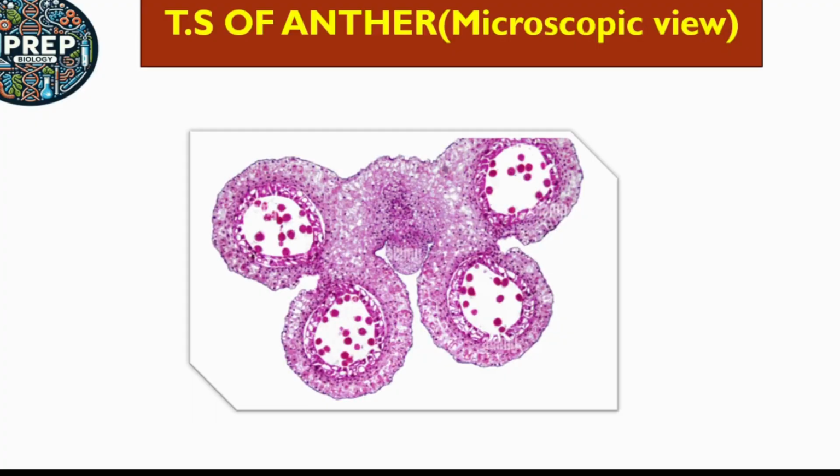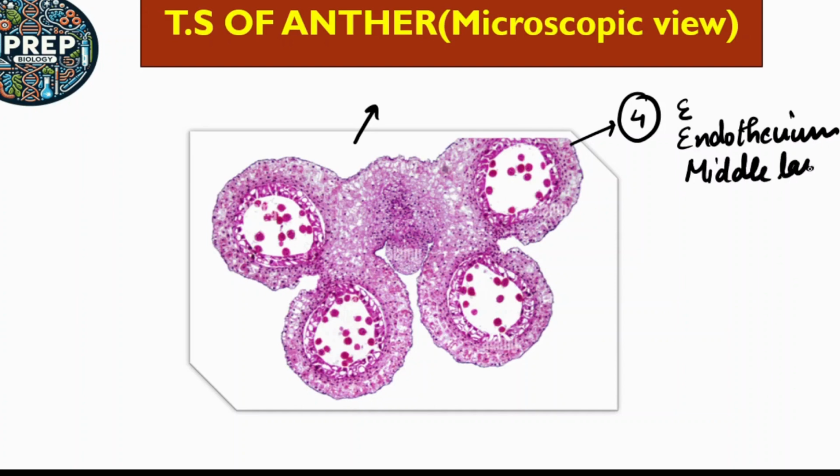Now, if we see the microscopic view, this picture shows the microscopic view. When we cut the transverse section of the anther, under the microscope, this kind of structure is seen. Look at here, there are multiple layers. We have discussed that 4 layers surround the anther. Outermost is epidermis, inner to epidermis is endothecium, inner to endothecium is middle layer, and the innermost layer is the tapetum.